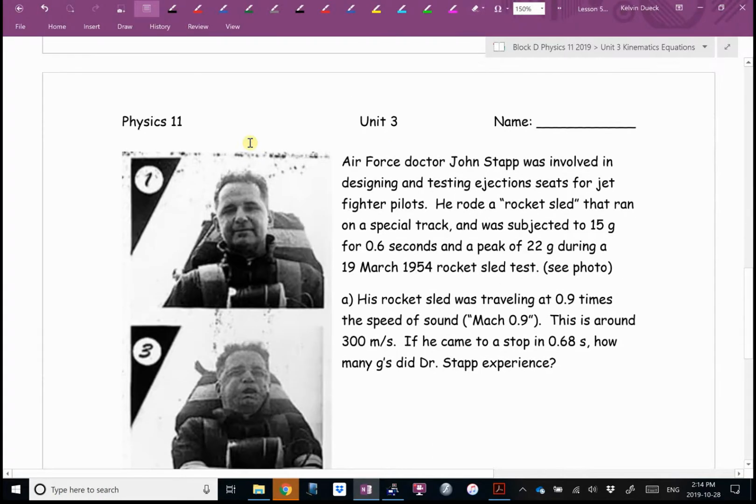I'd like to introduce you to one of my nerd heroes, Colonel John Stapp. In the 1950s, the U.S. Air Force was trying to do research on ejection seats for fighter pilots. In fact, at one point, they wanted to know, was it even worth putting an ejection seat into a jet airplane? Or would ejecting at twice the speed of sound automatically kill the pilot?